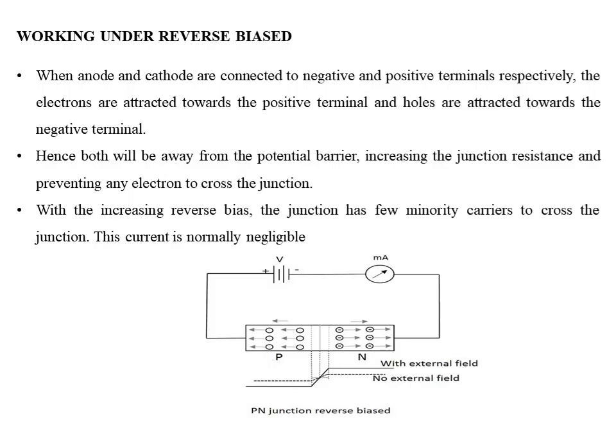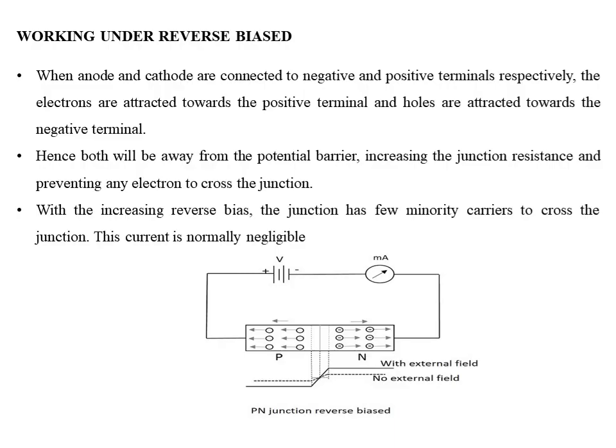PN junction diode working under reverse biased condition. When anode and cathode are connected to the negative and positive terminals respectively, the electrons are attracted towards the positive terminal and holes are attracted towards the negative terminal.